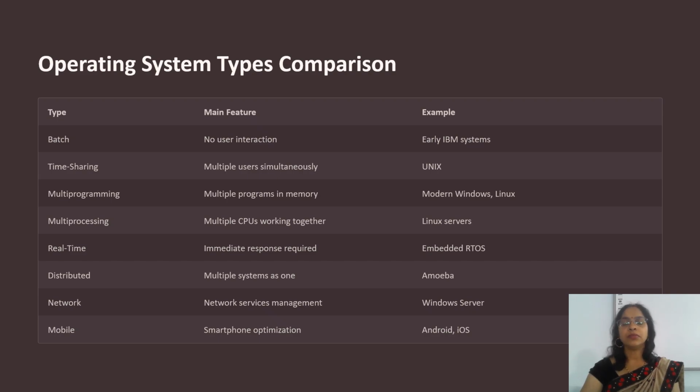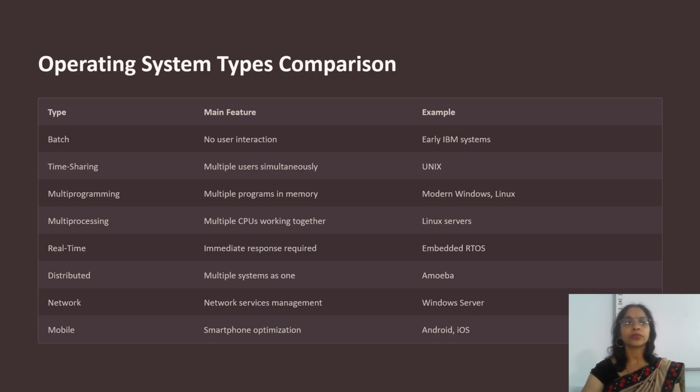Distributed operating system, it makes multiple systems seem like one system. Example, Amoeba. Network, it is network services management, a type of operating system used for networks. Example, Windows Server. In the last, mobile, the most important for today's smartphones optimization. Example, Android, Apple. These are all examples of mobile operating systems. So this comparison helps in understanding the differences clearly.